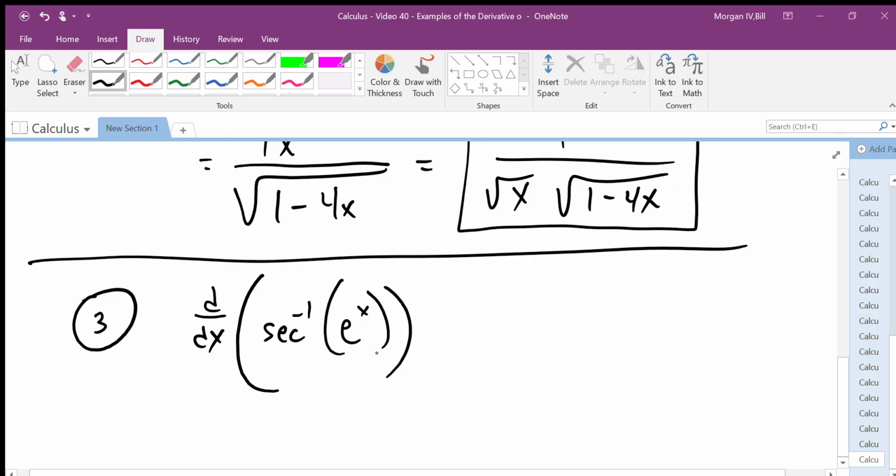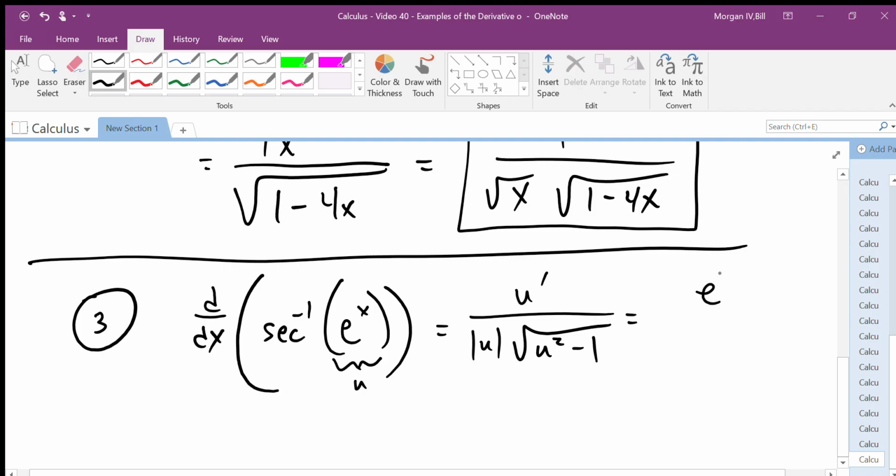Okay, so again, the e to the x is acting like the u value. For inverse secant, if you recall, it's u prime over the absolute value of u, square root of u squared minus 1. Again, we just need to know that. So we get u prime, the derivative of e to the x, e to the x, divided by the absolute value of u, the absolute value of e to the x, times the square root of u squared, that's e to the x squared, minus 1.